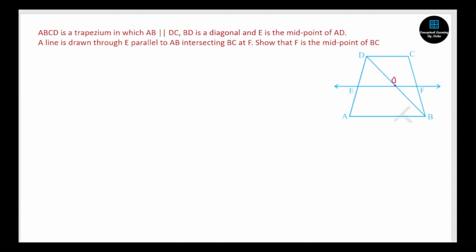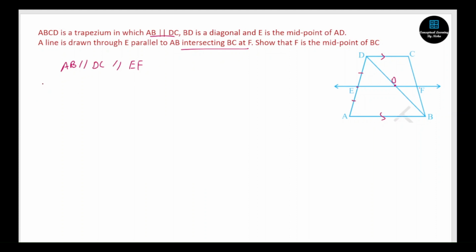Again, an interesting question. ABCD is a trapezium where AB is parallel to CD. Okay, these two are parallel. BD is the diagonal and E is the midpoint of AD. A line is drawn through E parallel to AB, intersecting BC at F, and we have to show that F is the midpoint of BC. So now here, see, AB is parallel to DC is given and that is also parallel to EF. Okay, these things are given to us.